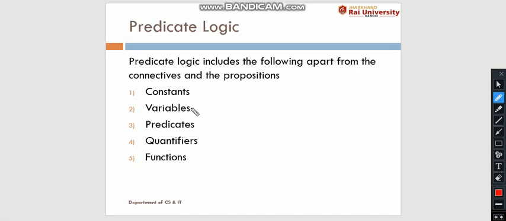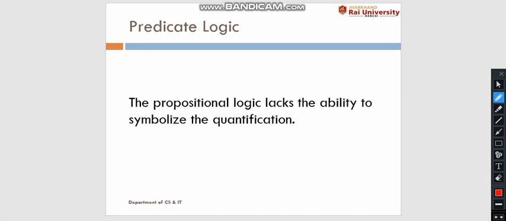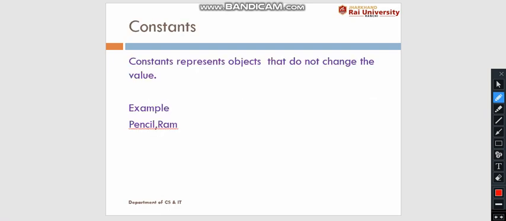So let's understand first what is a constant. Actually, a constant represents an object which does not change its value. The value of the constant will remain the same throughout. For example, if I have taken pencil, Ram, Sita, Geeta, the value of these will remain the same. It will not change.